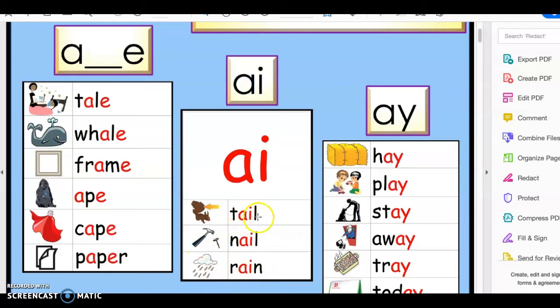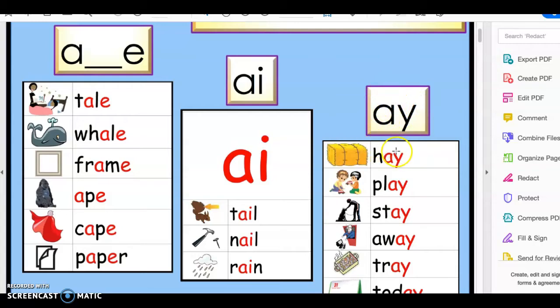When these two are together, we don't sound out each individual sound. So we would never say ta-a-il. We always have to remember that A-I together says A. A blank E together says A. And the last one, A-Y together says A. And it kind of looks like how it's spelled.